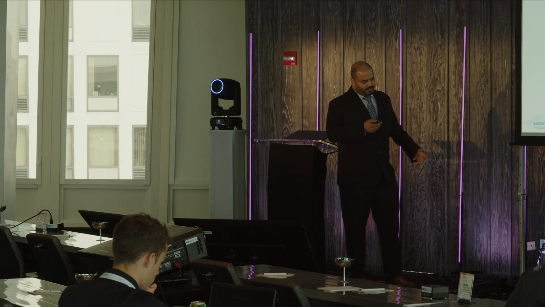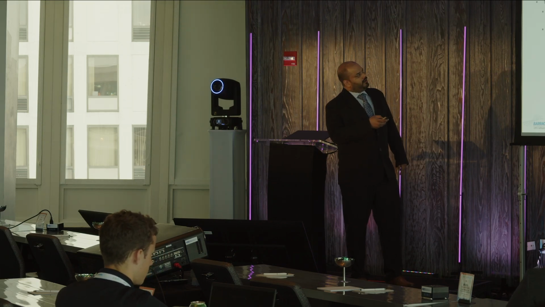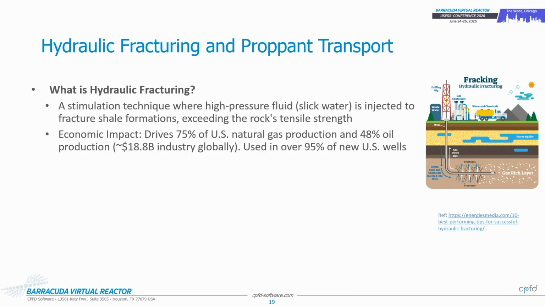Again, if you put aside the controversy around hydraulic fracturing, it is important to know that hydraulic fracturing is the primary mode of production of oil and gas in the United States currently. More than 75% of your natural gas and 48% of your oil production is currently done through hydraulic fracturing within the States. This methodology, fracking, which I'm going to explain in a second, is used in more than 95% of your new wells. And this is a multi-billion-dollar industry all over the world.